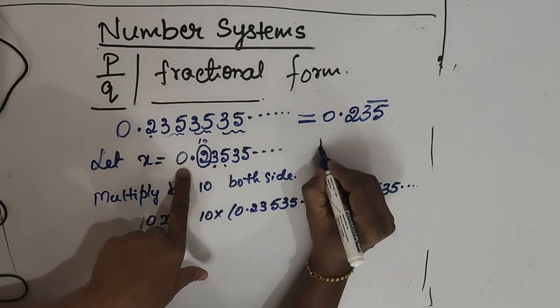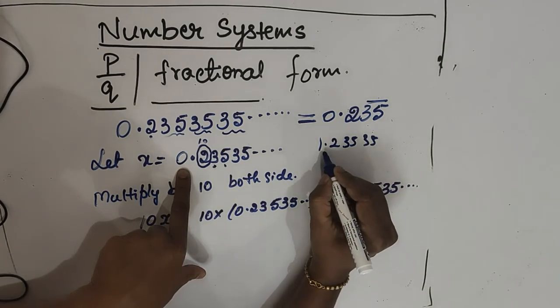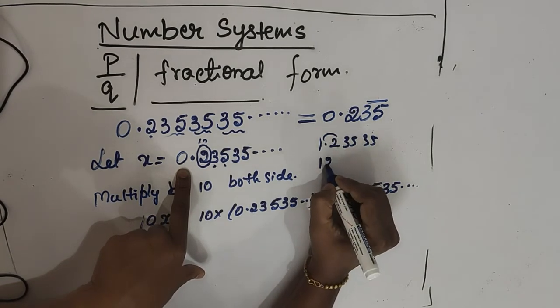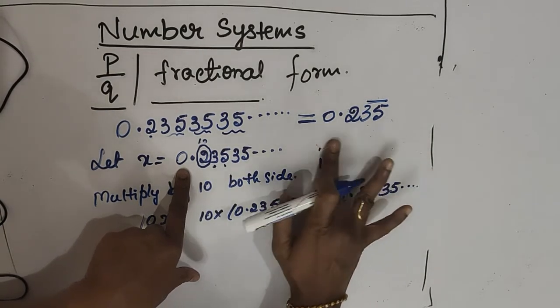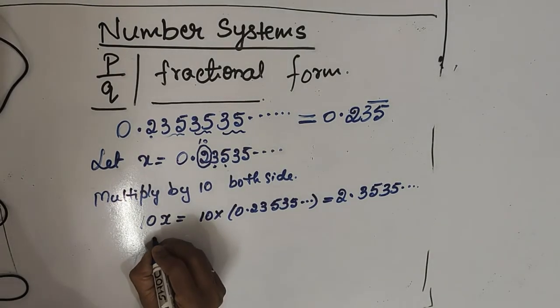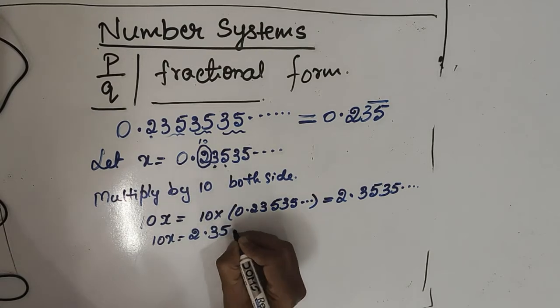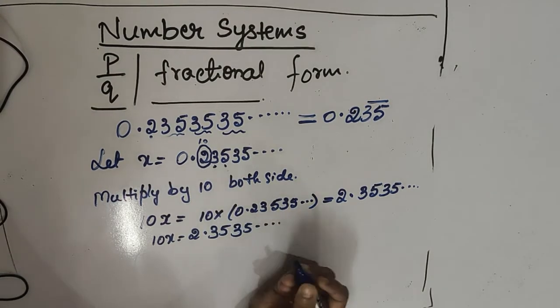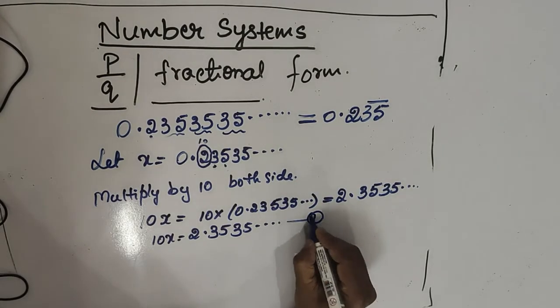1.23. For example, the question is like this. 35. While multiplying, this will jump here. Means 1, 2. Understood? Now it is 0, so it is only 2. Okay. Now this becomes 10x equal to 2.3535 and so on. Now this one is the first equation.